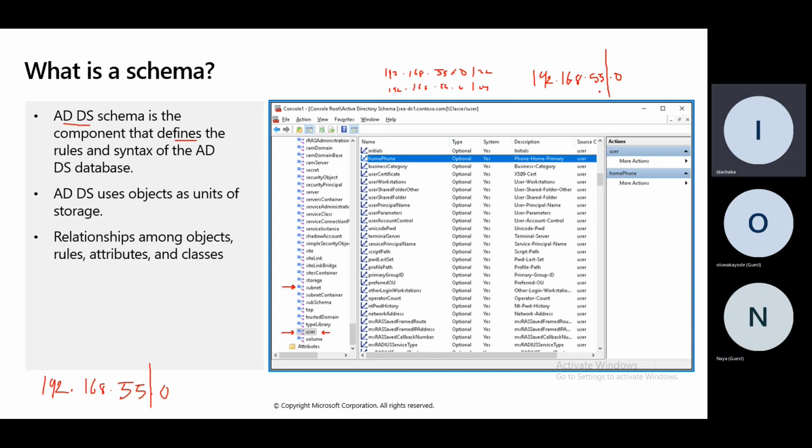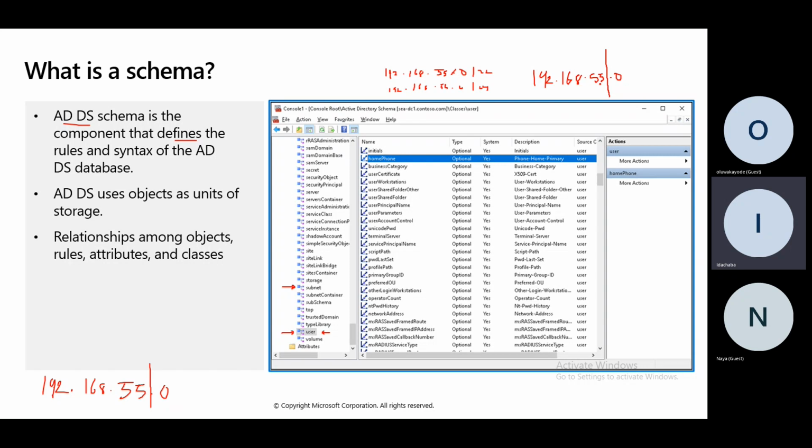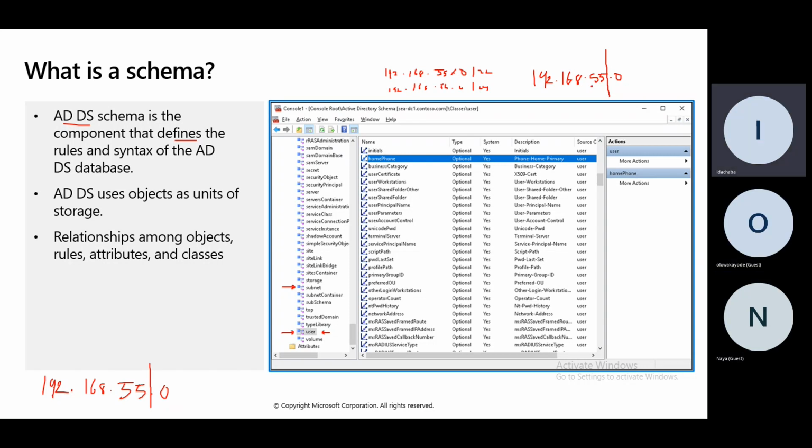So the network in your office, all the computers will carry this as their surname. Which one are they going to carry? The 192.168.55. They will all be part of it, because this 0 shows that this is the name of the network. Do you understand?